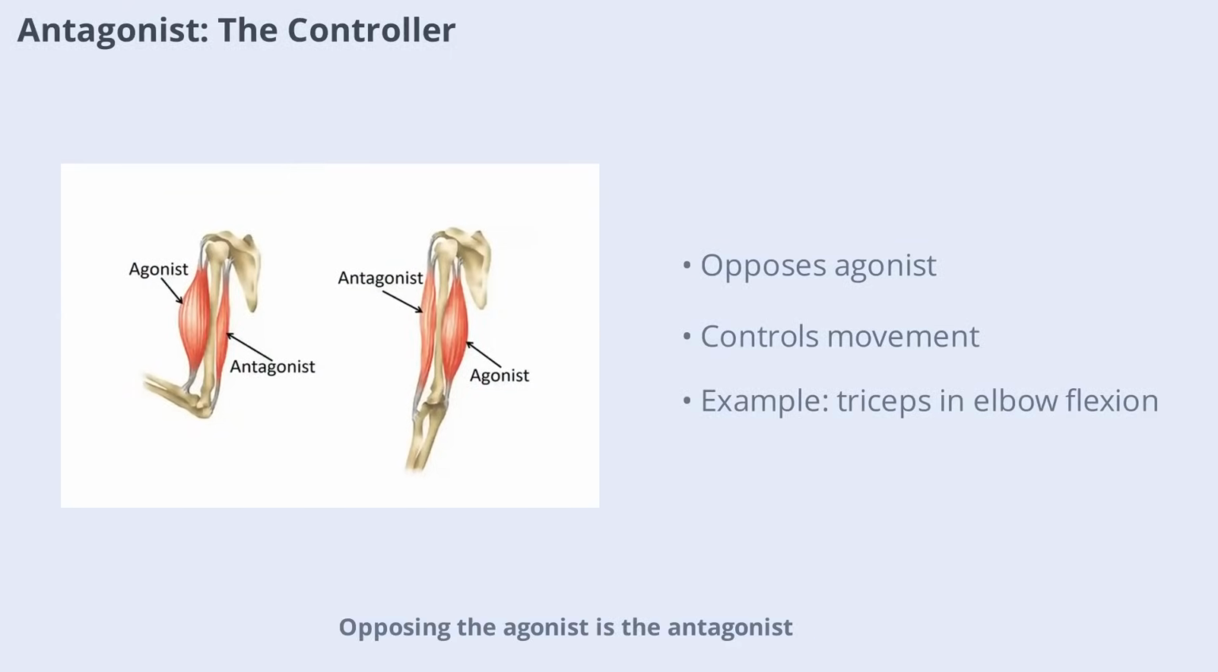Opposing the agonist is the antagonist. This muscle acts to slow down or stop a movement, providing control and balance. For instance, during elbow flexion, the triceps brachii serves as the antagonist, ensuring the movement is smooth and not excessive. The antagonist's role is vital for joint stability and injury prevention, as it helps decelerate the limb and protect against sudden, uncontrolled motion.